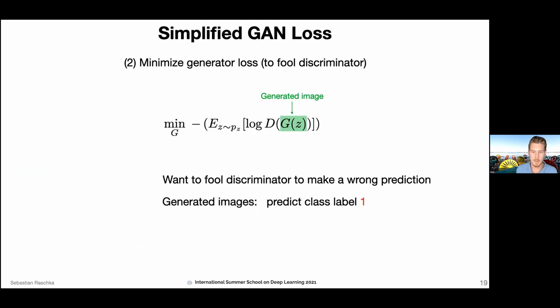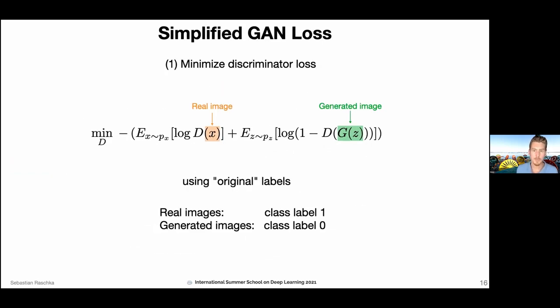So going back, walking through this now a little bit more slowly. We are first focusing on minimizing the discriminator loss. Instead of using the GAN objective that I showed you before with this min-max, we are now only looking at the discriminator, which we turned into a minimization problem just by adding this minus sign in front. But the concept remains the same. We are assuming that for the real images we have the class label one, and for the generated images we have the class label zero. So we want this discriminator to output a one here, and a zero here, ideally. That means it correctly predicts real images as real and generated images as generated.